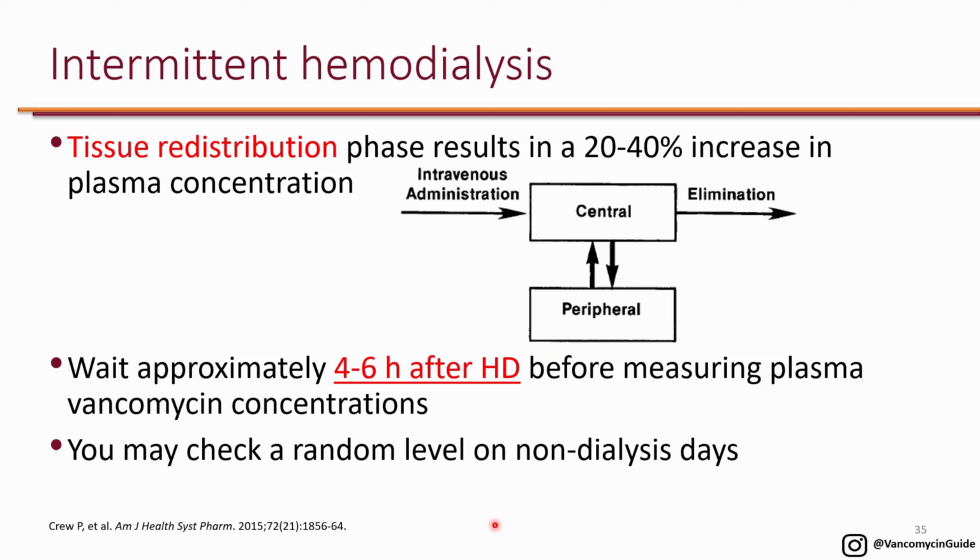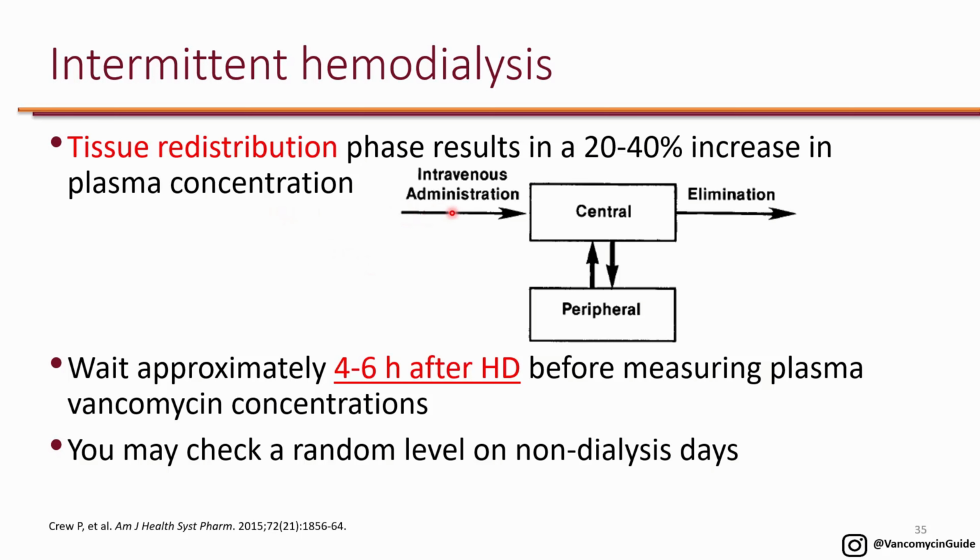Now the issue is, when should you get the vancomycin level after dialysis? Should it be immediately after hemodialysis, or should you wait for a while? And this goes back to the two-compartment pharmacokinetic model of vancomycin. Because of the tissue redistribution phase, it results in a 20 to 40% increase in plasma concentration.